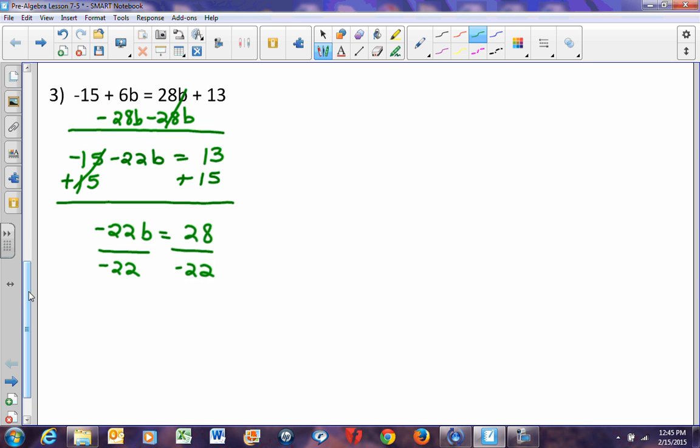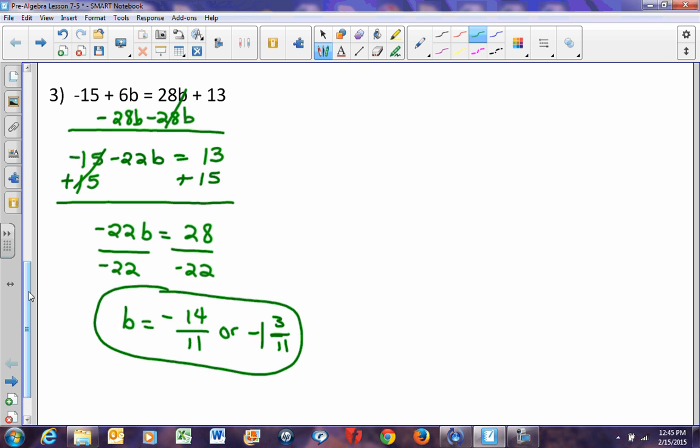It's not that bad. If I take 28 and divide it by negative 22, that reduces. I know it reduces by 2 at least, so b is going to equal negative half of 28 is 14, half of 22 is 11. So negative 14 elevenths. Or if you so prefer, negative 1 and 3 elevenths. I don't have a preference. I tend to leave it as an improper fraction because it's what I'd have to put it back in as when I were to check it.